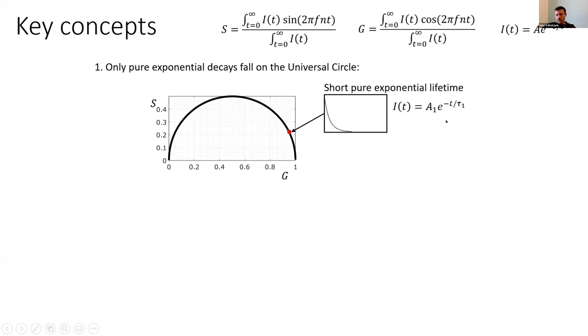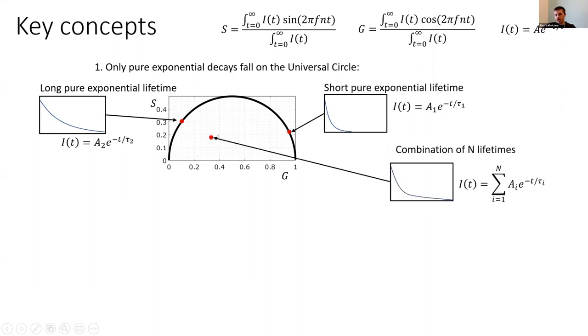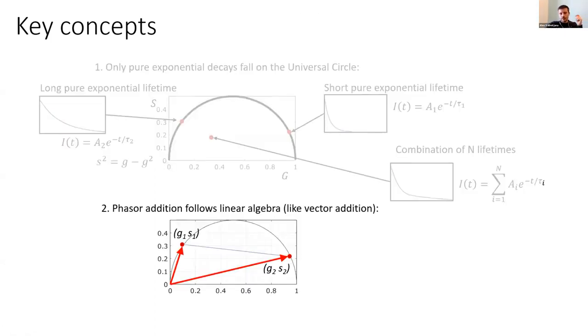In fact, if it's a short lifetime, so if tau is small, you're going to be on the right side. If it's a high number, so a long pure exponential, you're going to be on the left side. And then anything that is inside is going to be a combination of these. So this point here could be a combination of 2, 1 on the other side, or a combination of 3 or 4, however many. So whenever you're inside, which is in general always the case, you're inside the universal circle because you have combinations of lifetimes there.